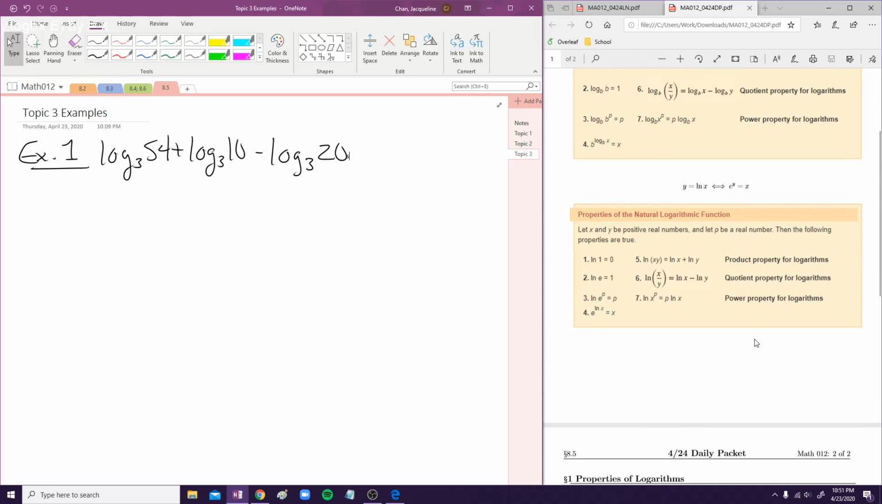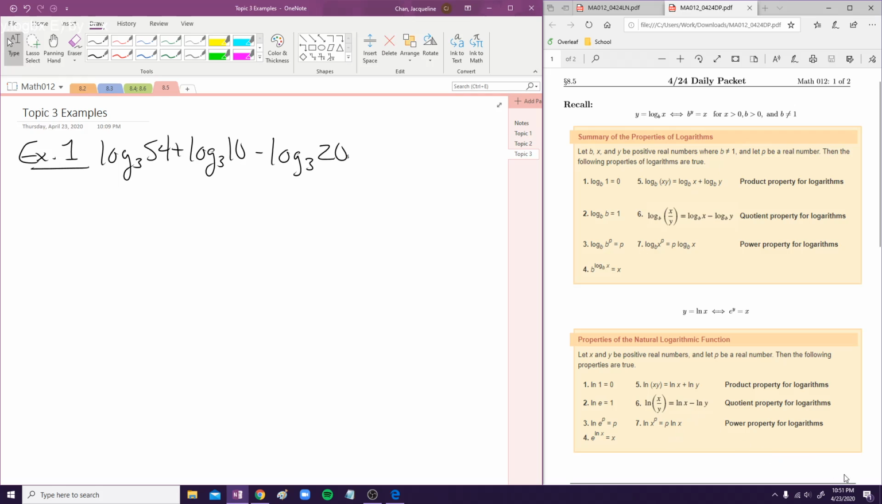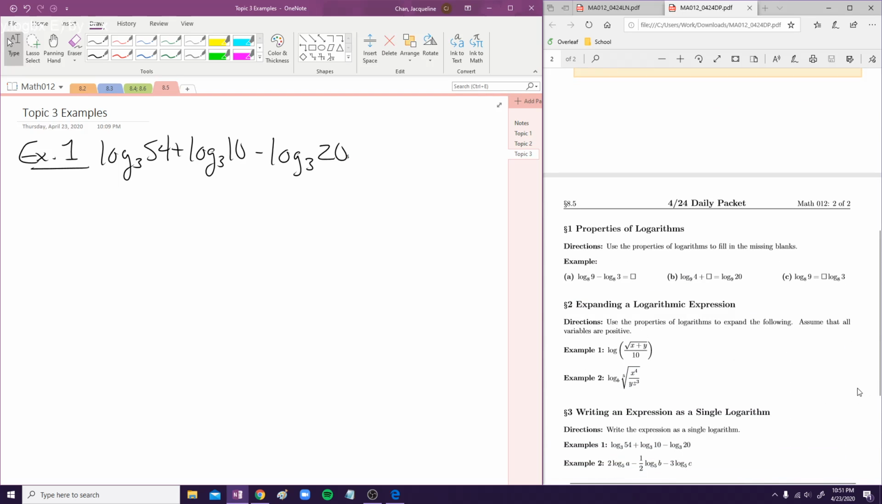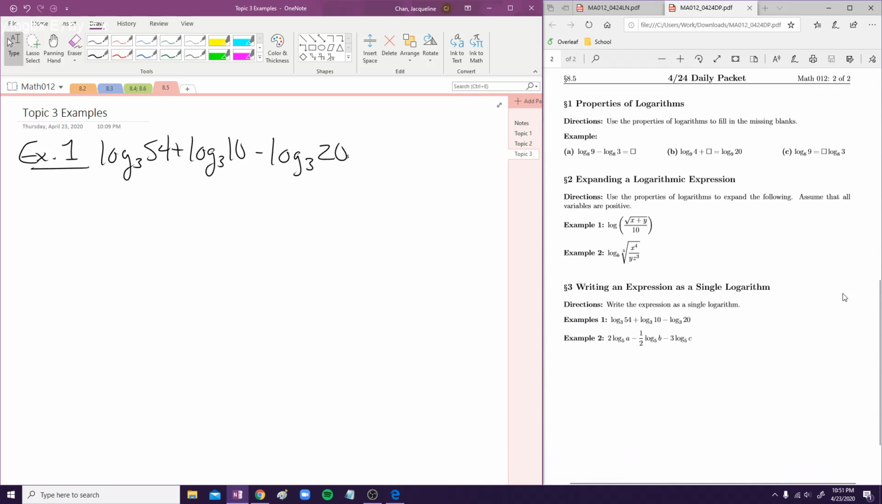So far we've talked about the properties of logarithms. We've applied the properties of logarithms. We've expanded logarithms by using the properties. So what's next? We're now going to write logarithms as a single expression, still using the properties that we know. So let's start with example 1.